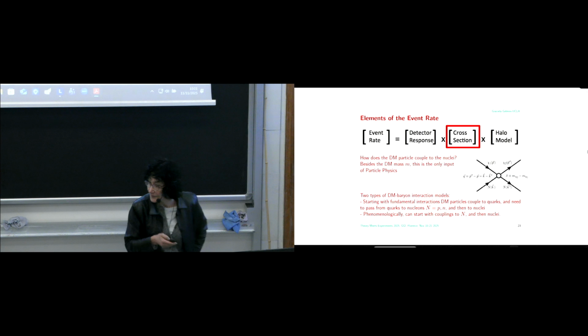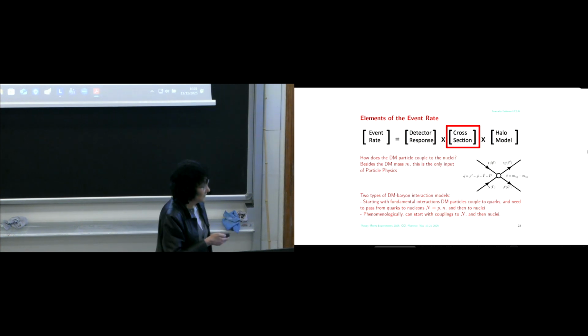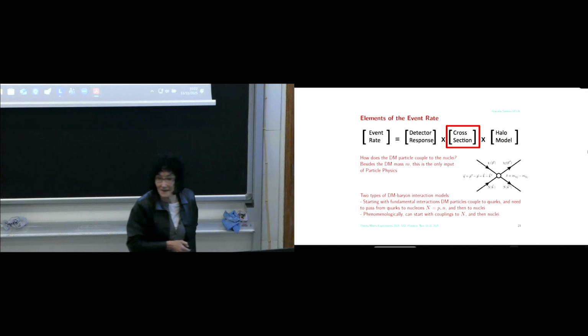So let us go to cross sections. Cross sections is where your input, besides the mass, is the input of particle physics. So how does the dark matter particle couple to the nuclei that you are using? There are 2 types of dark matter baryon models. In one of them, you can phenomenologically start with couplings directly to protons and neutrons.